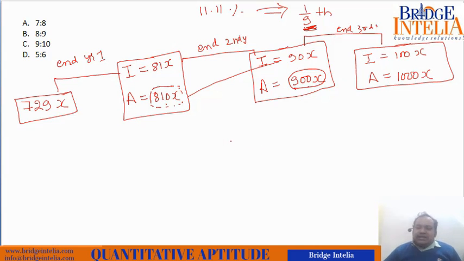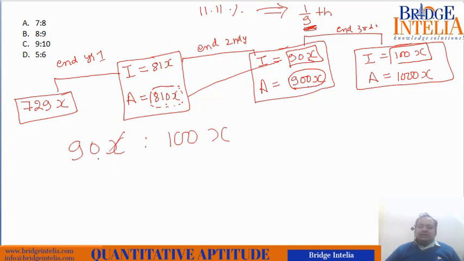So what is the question? The question is the ratio of interest earned in second year to interest earned in third year. So interest earned in second year is 90x. Interest earned in third year is 100x. So the ratio is 90x is to 100x. So this can be simplified to 9 is to 10.